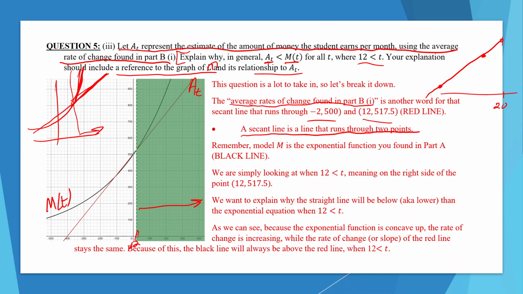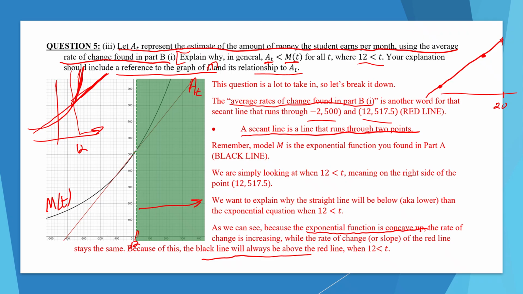And why is that the case? Well, there are 2 reasons. One, the exponential function is concave up, right? Which means the rate of change is increasing for any concave up function, while the straight line is straight. The rate of change is constant. The slope is not increasing or decreasing, because a linear line has the same slope. Because of this, the black line past 12, past that second intersection point, will always be above the red line for t bigger than 12.